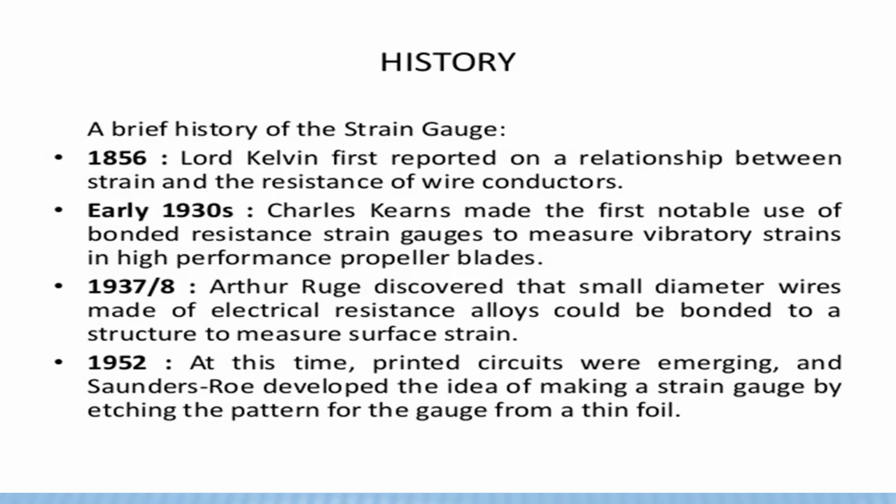In 1952, at this time, printed circuits were emerging, and Sanders Rowe developed the idea of making a strain gauge by etching the pattern for the gauge from a tin foil. So in 1952, printed circuit strain gauges began to be used to measure strain in different areas. So that is the history of the strain gauge.